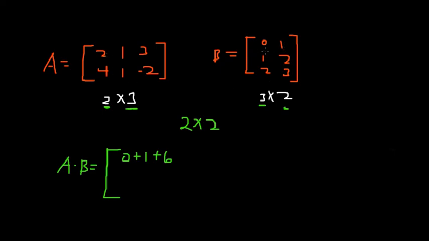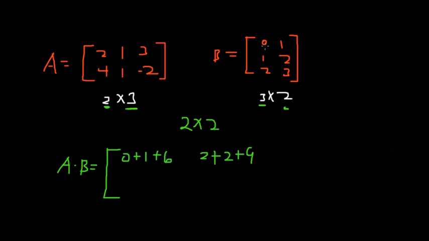So we have 2 multiplying 1, that will give us 2, okay? Plus 1 multiplying 2, that will give us 2, and then 3 multiplying 3, that will give us 9, okay? Now let's move on to the second row.